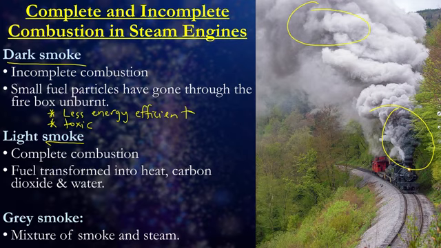If you have light smoke, so if out of the chimney it was coming out more like this light smoke here, now that's showing you it's a complete combustion. So fuel is being transformed more efficiently to heat and then to make carbon dioxide and water. If you have grey smoke, say probably this side over here, then it's probably a mixture of smoke and steam.